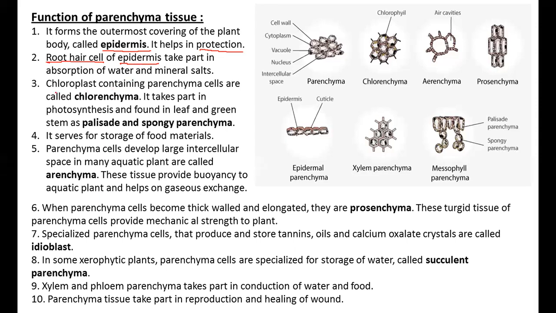Some parenchyma also contain chloroplast. This type of parenchyma is called chlorenchyma, and chlorenchyma is present in the leaf.